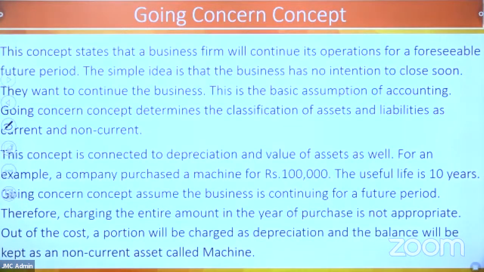This concept states that a business firm will continue its operations for the foreseeable future. The simple idea is that the business has no intention to close soon. They want to continue the business. This is the basic assumption of accounting. The going concern concept determines the classification of assets and liabilities as current and non-current. This concept is connected to depreciation and values of assets as well. For example, a company purchased a machine for 100,000. Useful life is 10 years.